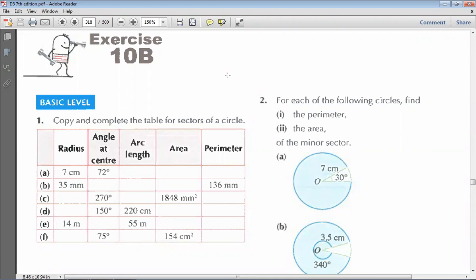Because you know the arc length, and you know the arc length formula is theta by 360 2 pi r. I know the theta, I know the arc length, and I can find out the radius from that formula. Once I know the radius and the angle, then I can find the area of the sector and the perimeter of the sector, there will be no problem. So let's see how this question is done.